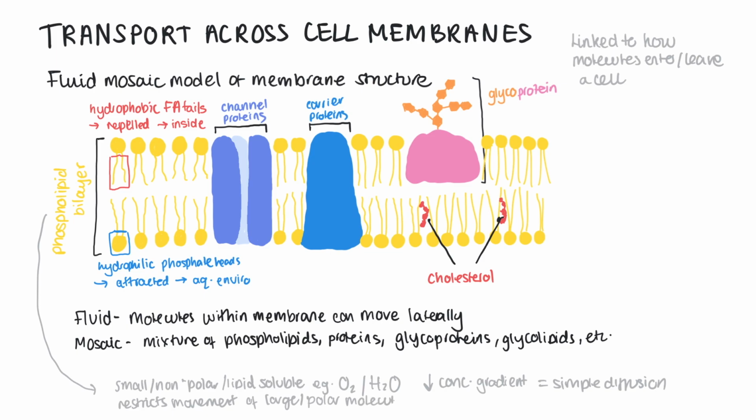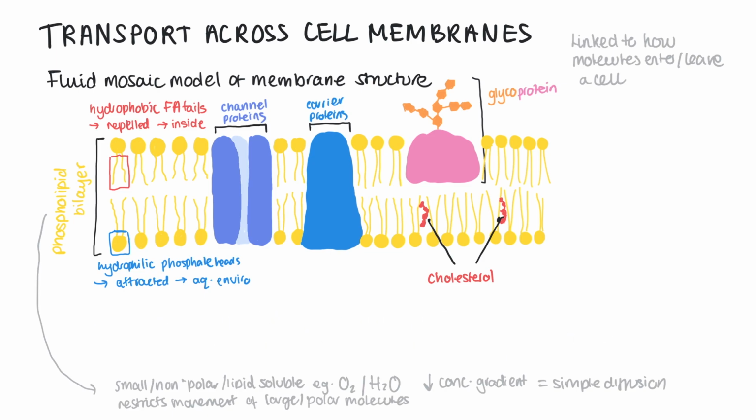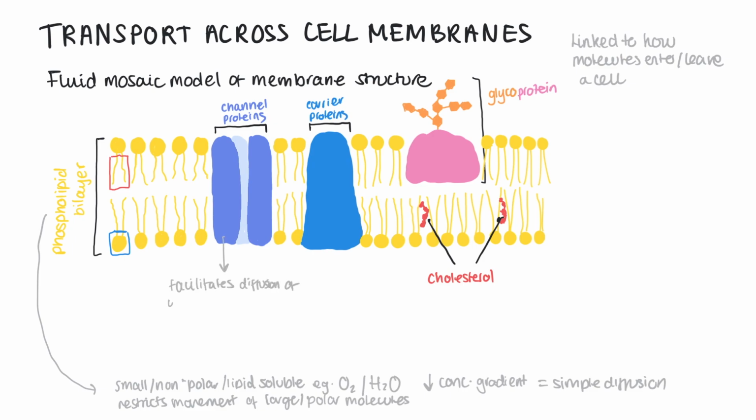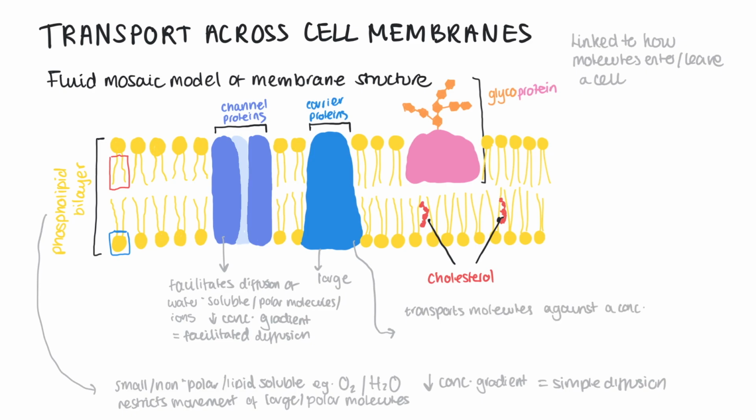However, we do need to transport some large or polar molecules across the membrane, for example glucose. So to do this, we have channel proteins and carrier proteins. These facilitate the diffusion of water-soluble or polar molecules or ions or large molecules, and this is called facilitated diffusion. Again, it's moving down a concentration gradient. In addition, carrier proteins allow the movement of molecules against a concentration gradient, and this uses energy from ATP. This is called active transport.